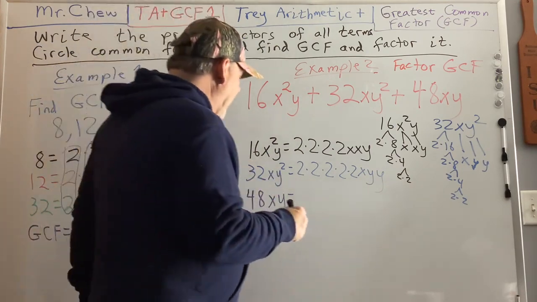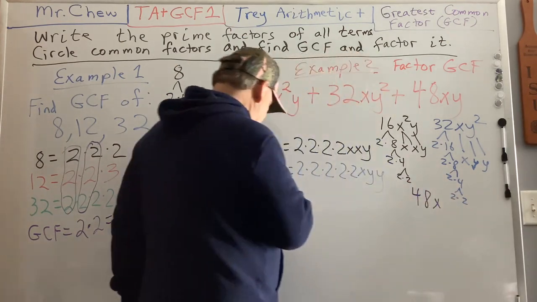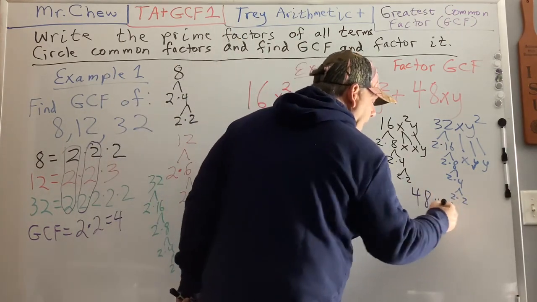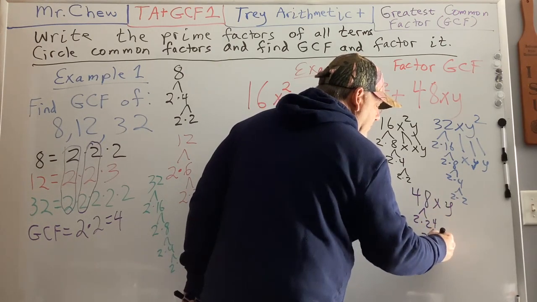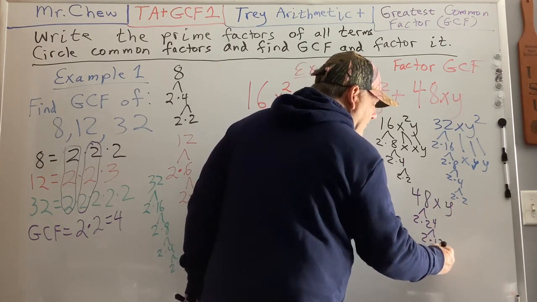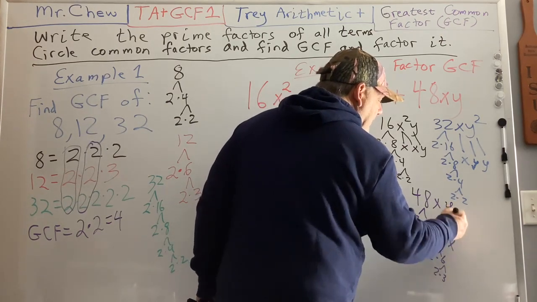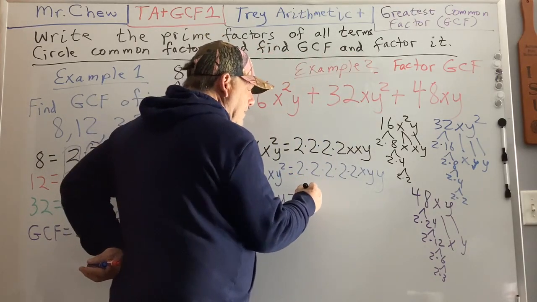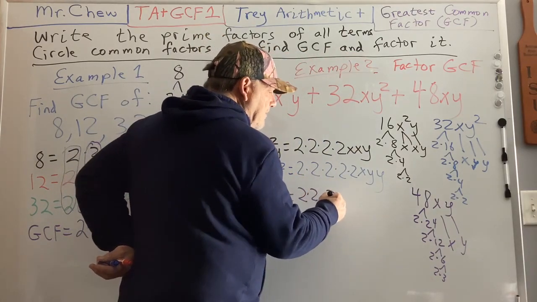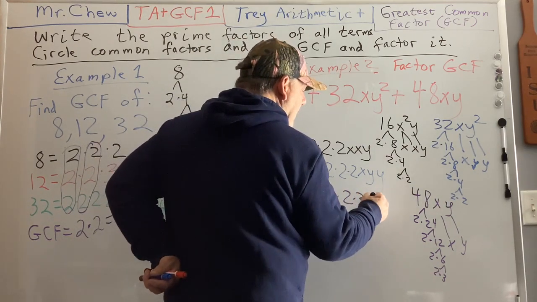Now I do my 48xy. It's 2 times 24. 24 is 2 times 12. 12 is 2 times 6, and 6 is 2 times 3. And we have an x and a y. So that's 2 times 2 times 2 times 2 times 3 xy.